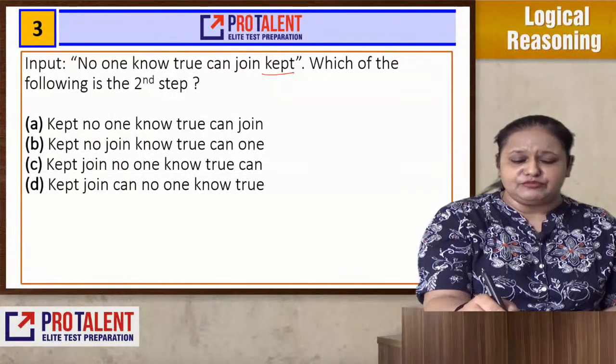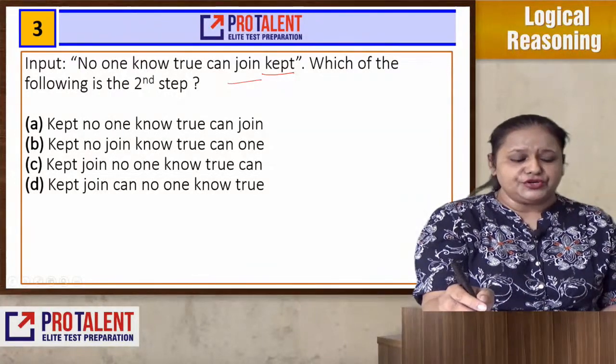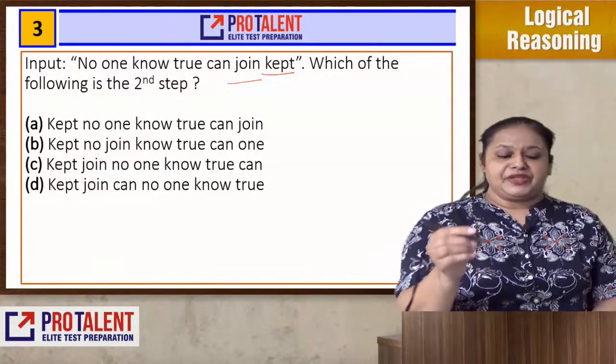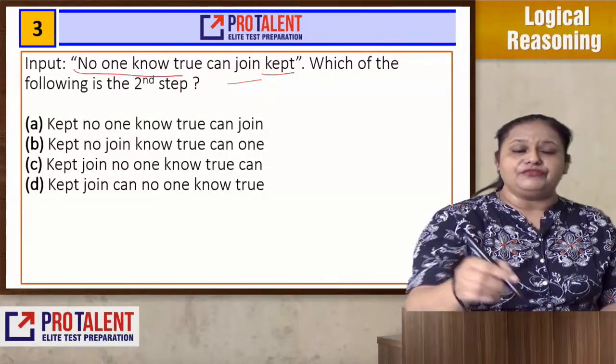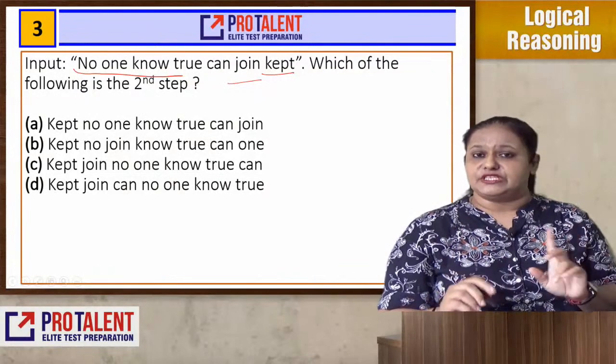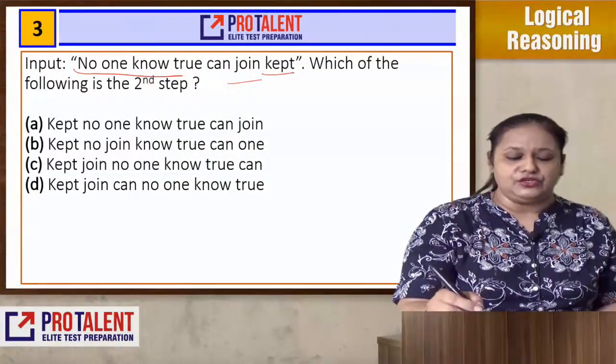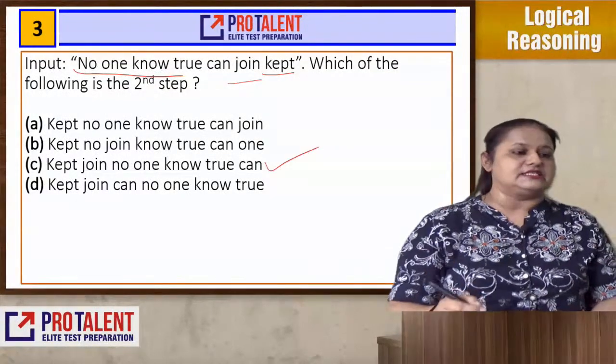In the second step, join, right? So what is going to be there? Kept and then join would be there. Okay. And the rest is going to have no change, right? In the rest of the sequence there will be no change. So kept, joined, and no one can true, right? So what is going to be the answer?